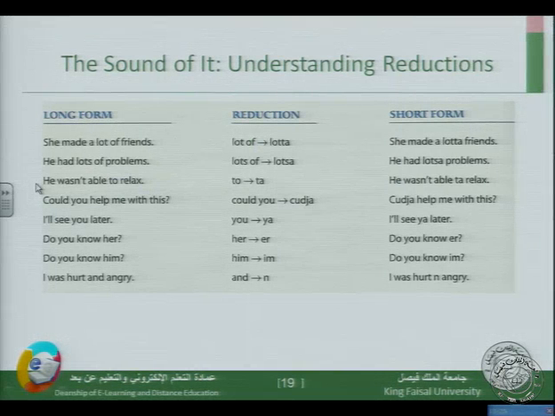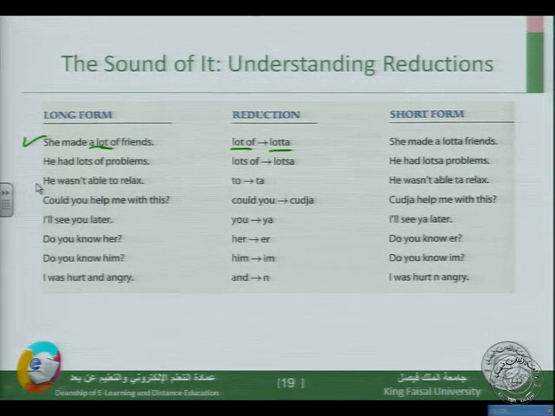This is a very important lesson. We've talked about it almost every class. She made a lot of her friends. She made a lot of. She made a lot of. We said a lot of. She made a lot of friends.